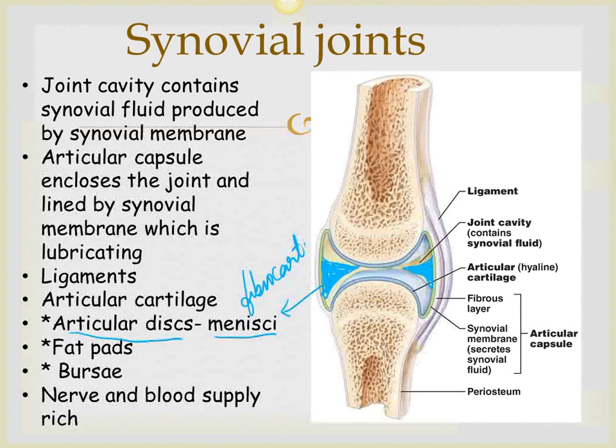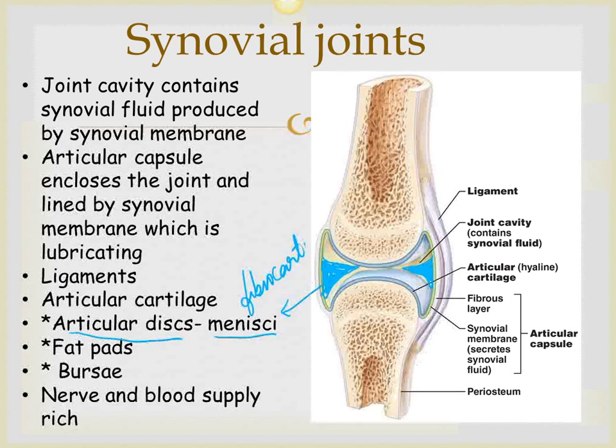Obviously, the capsule is the outermost structure, right? It's the bag which covers it on the outside. These menisci, which you'll see in the next picture, help to make one bone fit well into another bone. So they help the contour of one to fit into the other well. And again, I'll show it to you in the next picture.